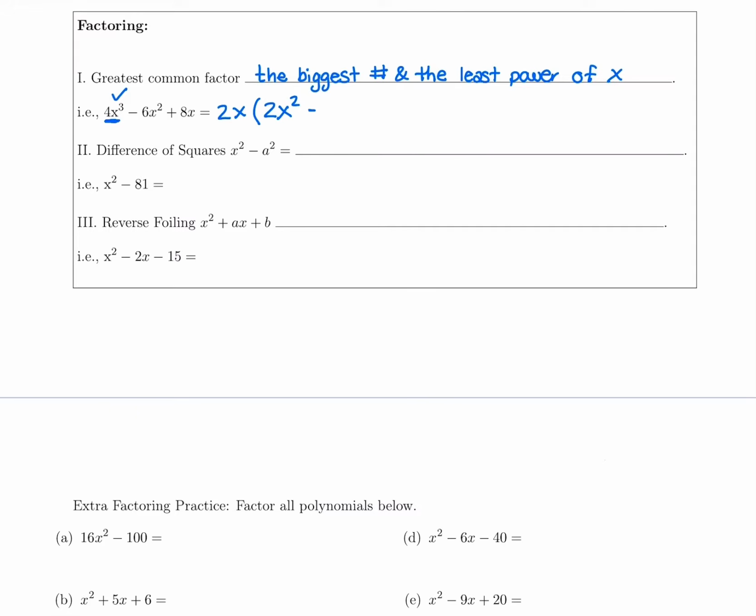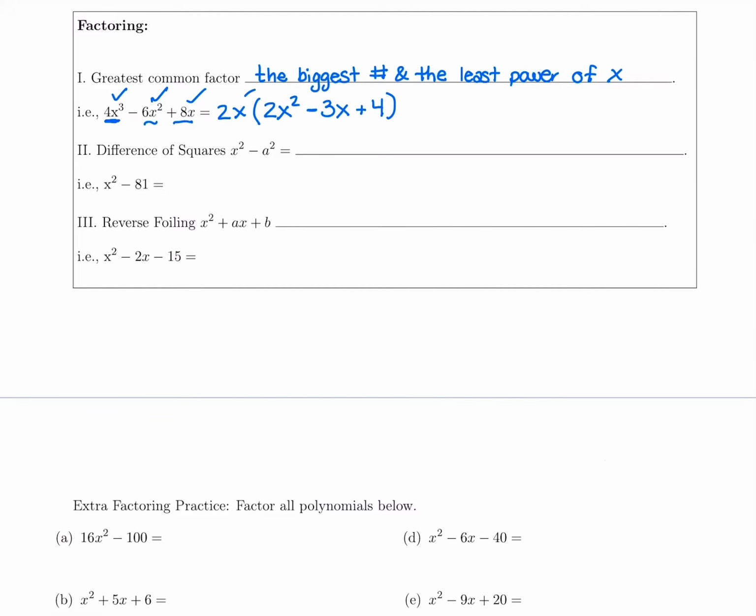Next, I want to multiply 2 times a negative number to make it negative 6. So 2 times negative 3 will give me negative 6. And x times x will give me that x squared, because we'll have 1 plus 1 in our powers gives us 2. When you multiply bases, you add exponents. Last term, we want to multiply to be a positive 8x. So 2x times 4 will give me 8x.